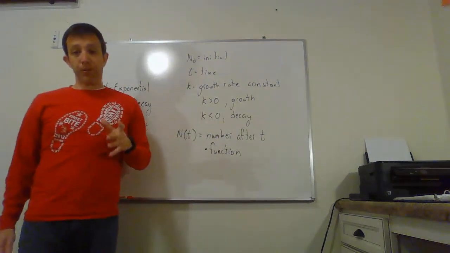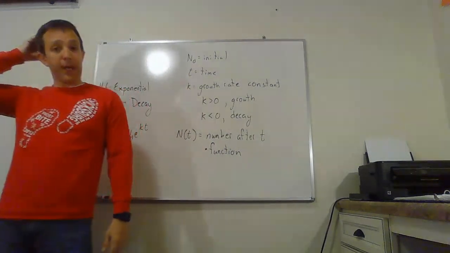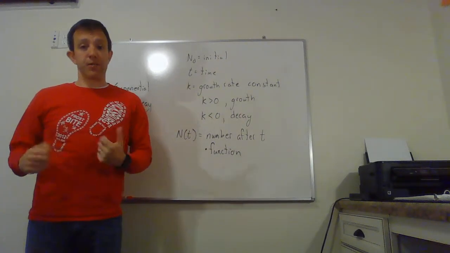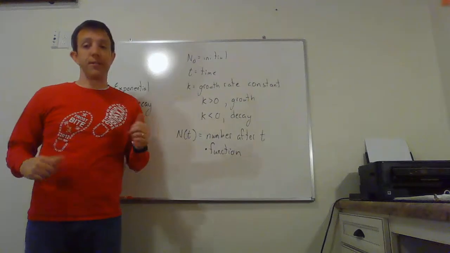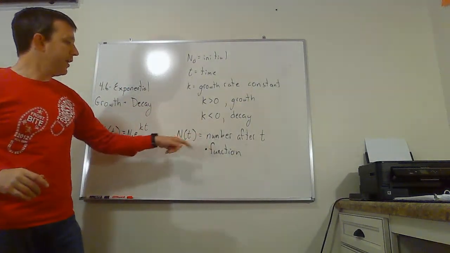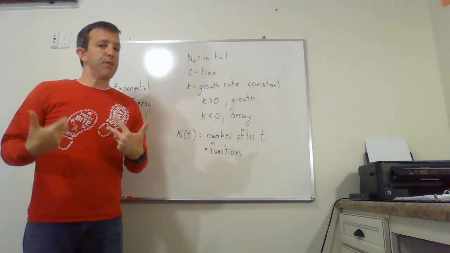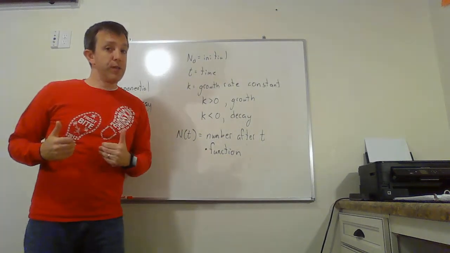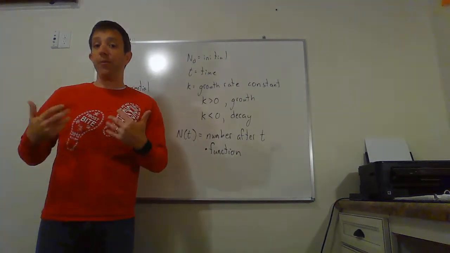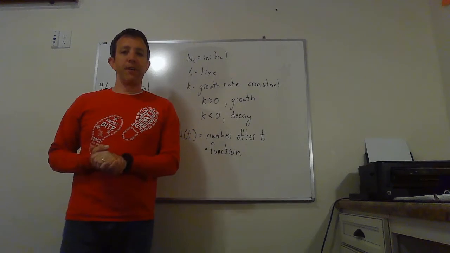K is what's called a growth rate constant. This is where we have to start all of our problems. We'll be finding k. If k is greater than 0, you have exponential growth. If k is negative, less than 0, you have exponential decay. And finally, N of t is the number, maybe the population after t units, and it is a function. It's the output when you plug in t. We're going to look at a couple of examples. Here we go.